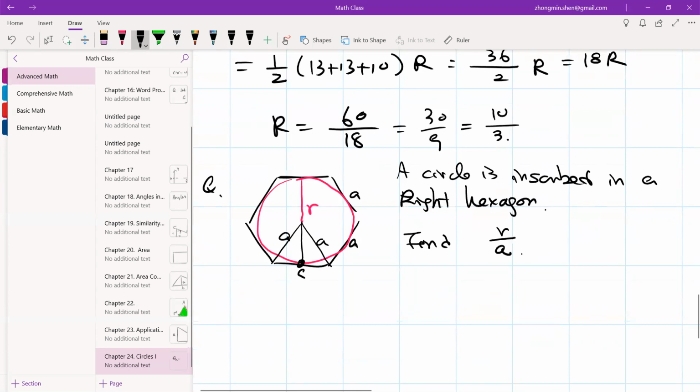And clearly the radius is just the height of the right triangle, right? This is a radius. This is a radius. This is a special triangle. And this is r, and here's 60 degrees, here's 30 degrees. And clearly r over A is going to be square root 3 over 2.